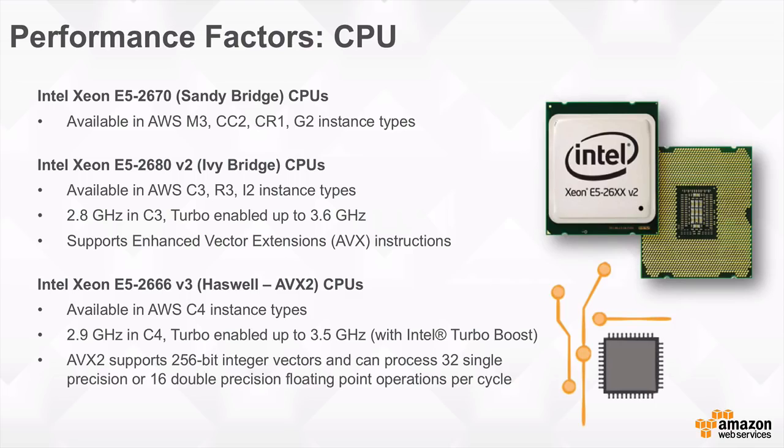So 2.8 gigahertz base performance level in the C3, which can be turbo enabled to 3.6. And this CPU supports AVX enhanced vector instructions. So if your compiler supports that, you can take advantage of those for your workload.